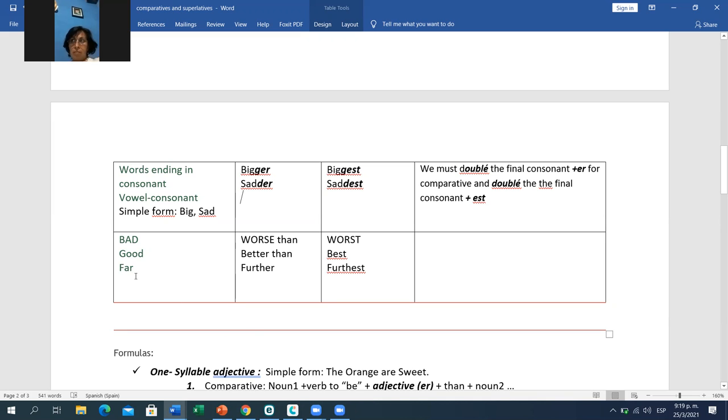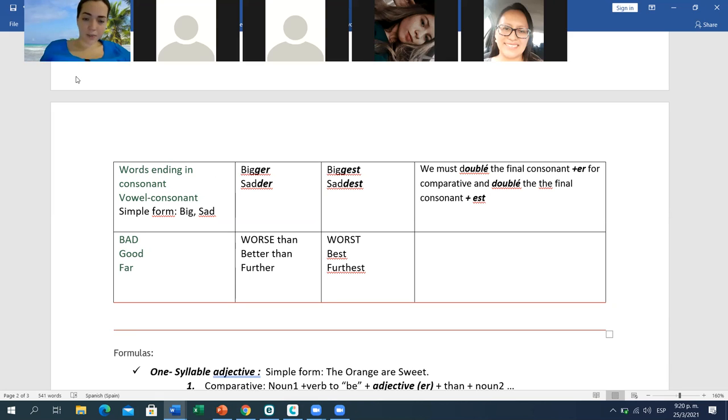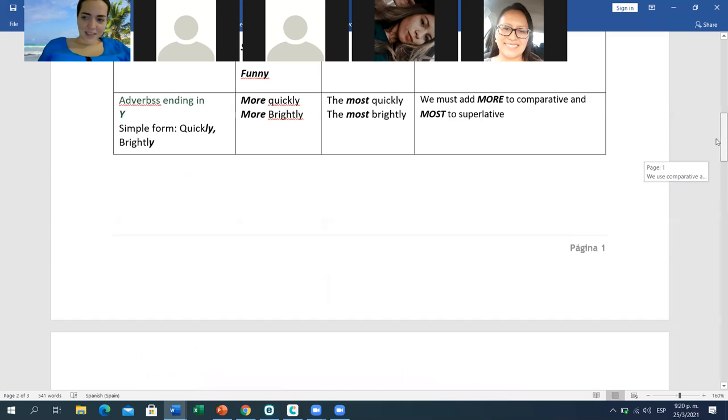Okay. Then we have far. Far, it means lejos. For example, La Unión is further than Sonsonate. Está más lejos que Sonsonate, ¿verdad? From San Salvador. So, talking about the distances, further. I don't know exactly the farthest distance. No sé cómo es el ejemplo de farthest distance, but well, okay.